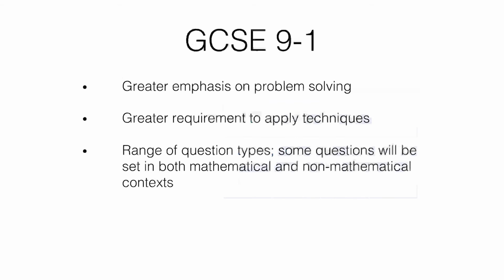So why is it more difficult? At GCSE 9-1, there is a great emphasis on problem solving and a requirement to apply lots of different techniques. There is a broader range of question types, with there being an hour and a half for each of the 3 papers and 80 marks available. More or less every possible topic that could come up will come up somewhere across the 3 papers. And some questions will be in a mathematical context, whereas others will be in non-mathematical context. So there really is a wide variety of questions.